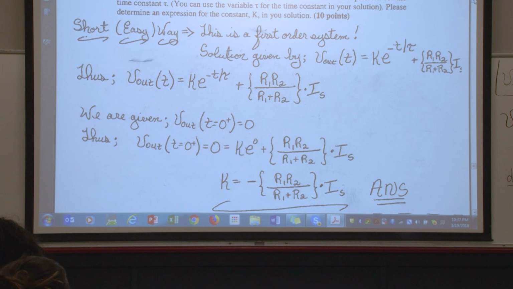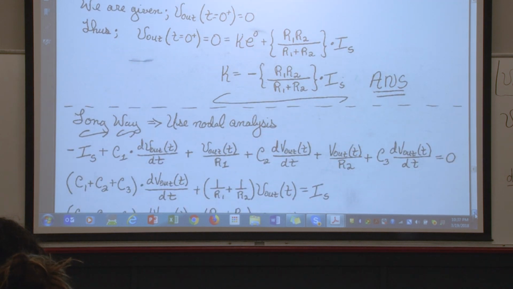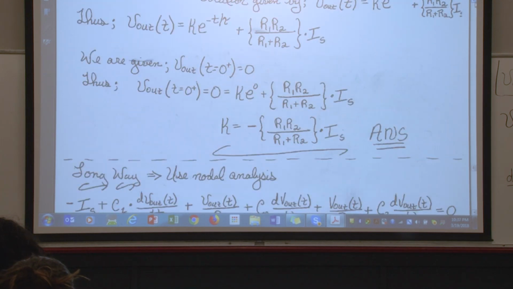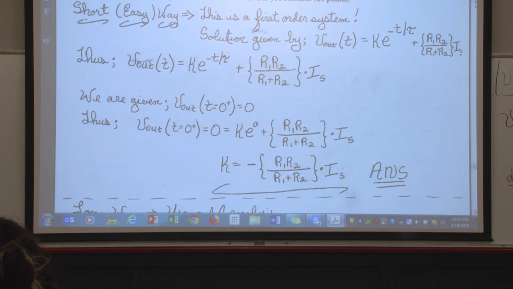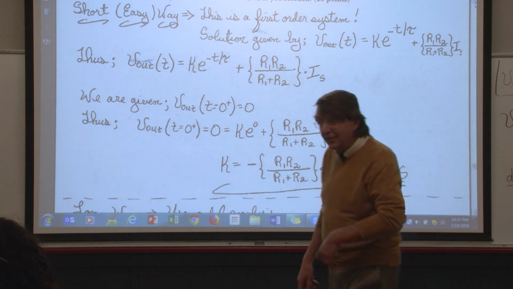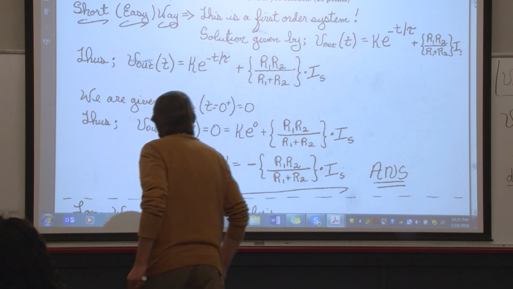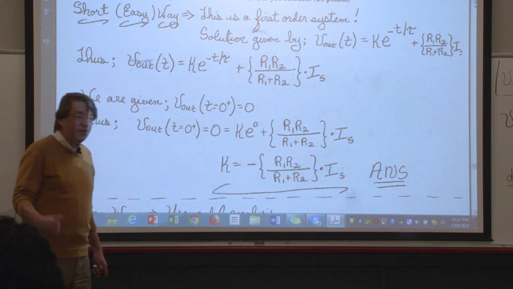Now, Tiger, some people prefer to do it the long way. So if you actually wanted to write the nodal equation, you could do it. You get the same answer. But I think this was pretty easy. By knowing that the solution is ke to the minus t over tau, Ryan, plus the value as t goes to infinity. The value of the voltage as V out as t goes to infinity. Are we good?